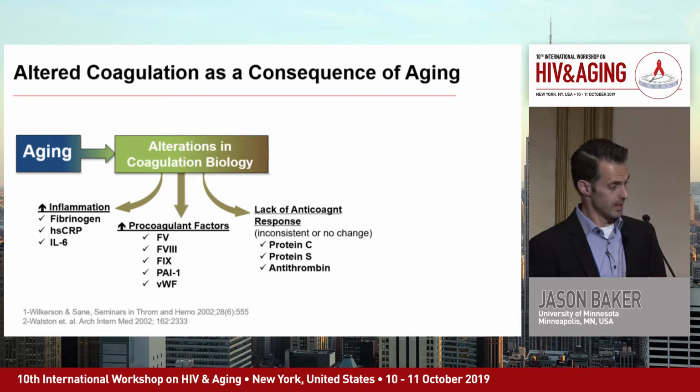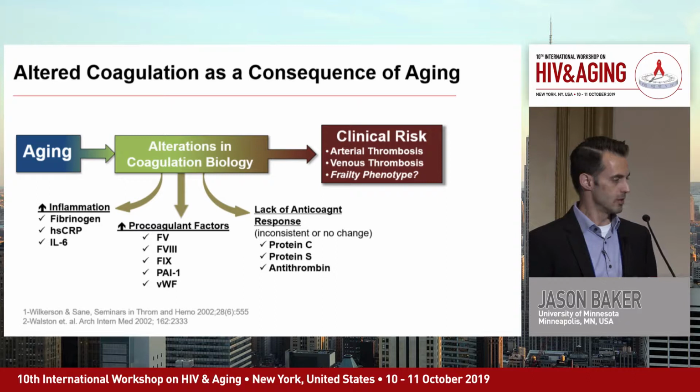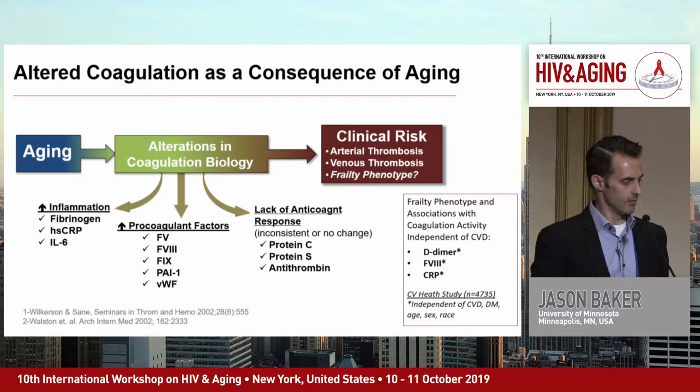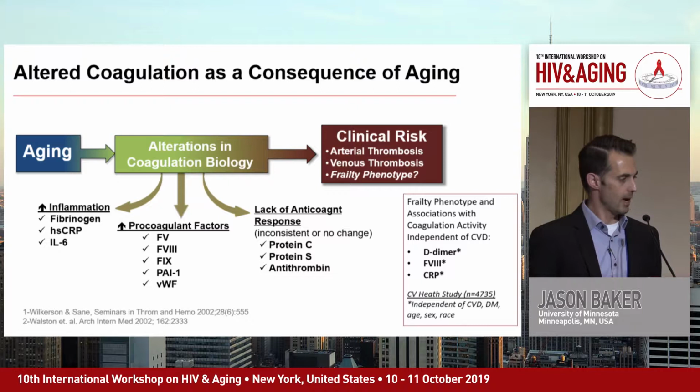And so at the end of the day, this sort of pathology on the coagulation system is thought to contribute to increased risk for arterial and venous thrombosis, but also more complicated phenotypes like the frailty phenotype. It was mentioned, the Cardiovascular Health Study, where the frailty phenotype was measured, and in that study, D-dimer and factor VIII were associated with the frailty phenotype, independent of CVD. So even when excluding those with CVD, they were able to show those associations. So I think it's poorly understood what the impact of advancing age on the biology that I'm trying to describe here might be. If it's additive, it could be a substantial impact. It could be subadditive, but it's really a relationship that I think needs to be interrogated a lot better.